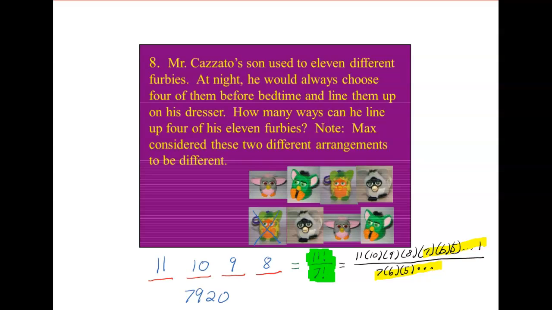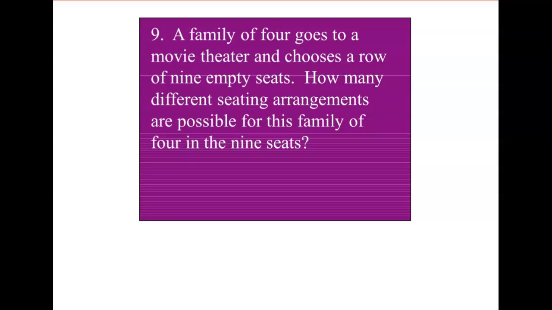Let's take a look at the next problem. If you read this problem, a family of 4 goes to the movie theater and chooses a row of 9 empty seats. Let's assume that they're going to sit next to each other. How many different seating arrangements are possible if the family chooses 4 of those 9 seats? And for clarity, if I'm sitting next to Mrs. Cazzato and then it's Max and Carly, that's different if it's Mrs. Cazzato, Carly, Max, and then I'm at the end. So the arrangement is significant.